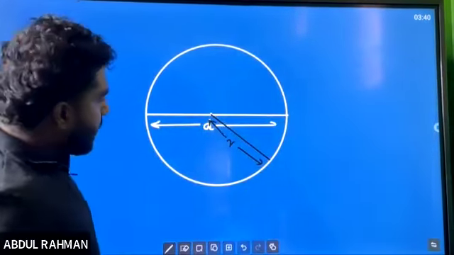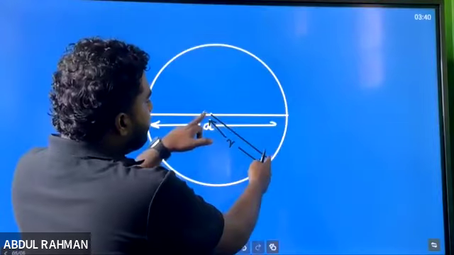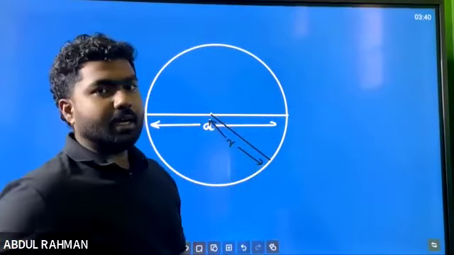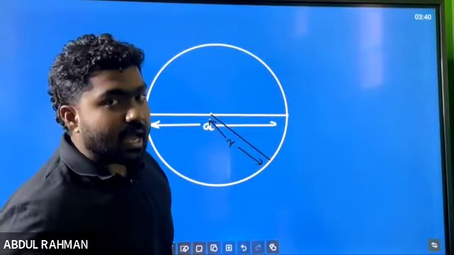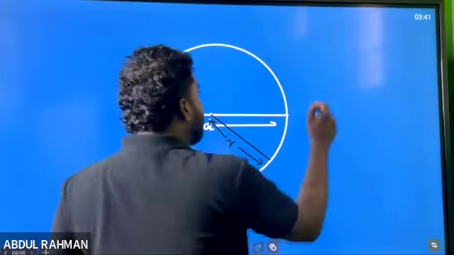Now I know, as I said, we can measure the length of a straight line using a ruler or meter ruler or anything. But we can't measure the length of a curved line; it's difficult. To handle this, I'm introducing something called circumference.